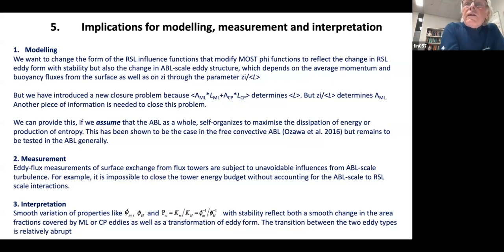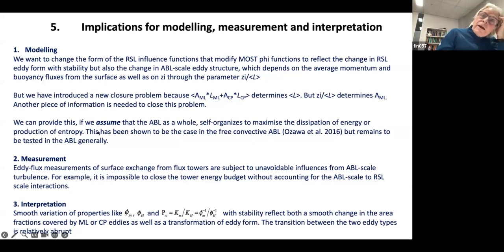And this is shown to be the case in the free convective ABL. This is a paper by Ozawa et al. in 2016, but it hasn't been done for an atmospheric boundary layer with both convection and the geostrophic wind. So this is the so-called maximum entropy production principle, which is one of the basic, if you like, principles of modern non-equilibrium thermodynamics. As I said, that might be the subject of a different seminar. This is, if you like, stuff we're working on now.